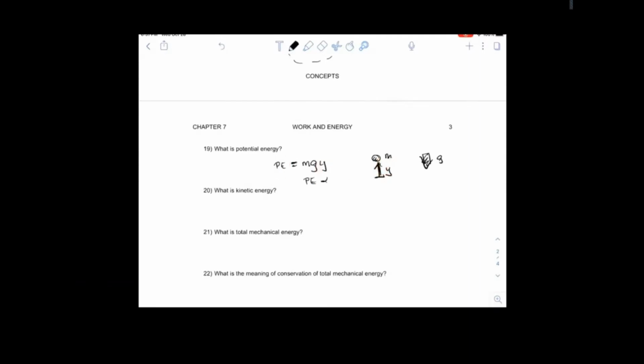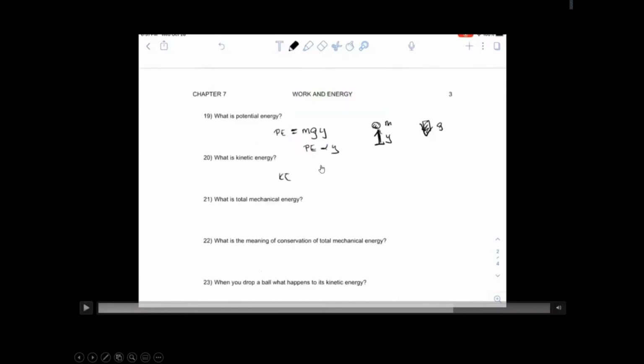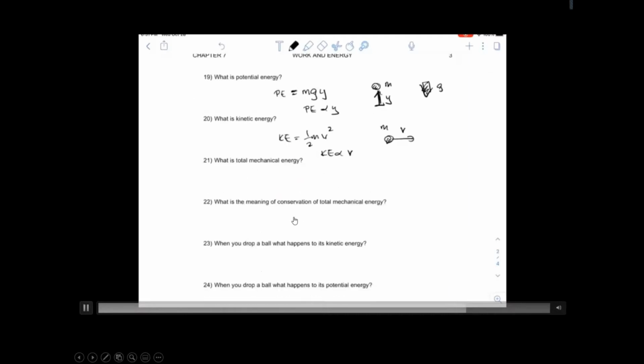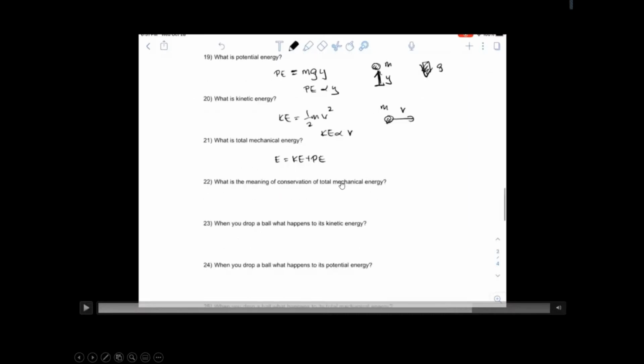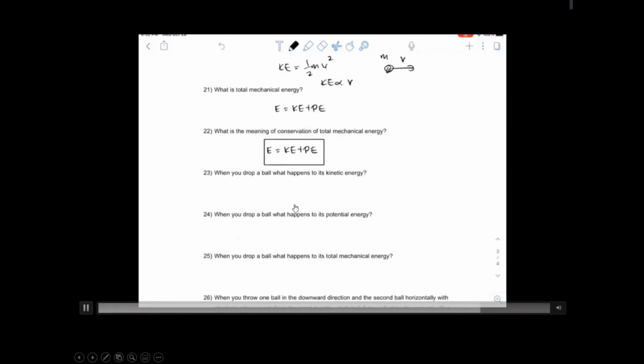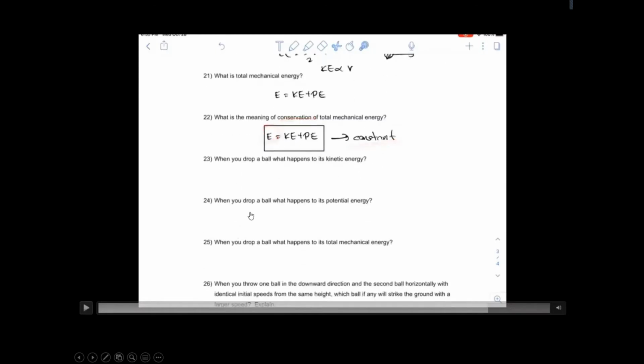And that's it. So potential energy, for a given mass, depends on the height. That's the energy stored by the amount of work that you did against gravity by lifting something up. Kinetic energy, for a given mass, depends on the speed. Mechanical energy is a combination of kinetic and potential energies. The conservation of mechanical energy means the constancy of mechanical energy.